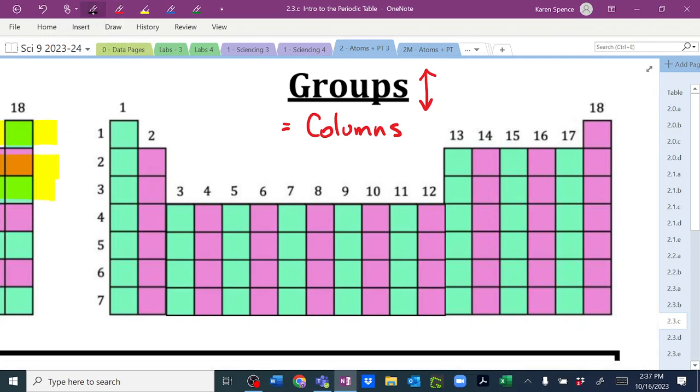So this here is group 1. This is group 2. And then we go all the way over to the far right where we get to group 18. So there's a lot more groups than there are periods.